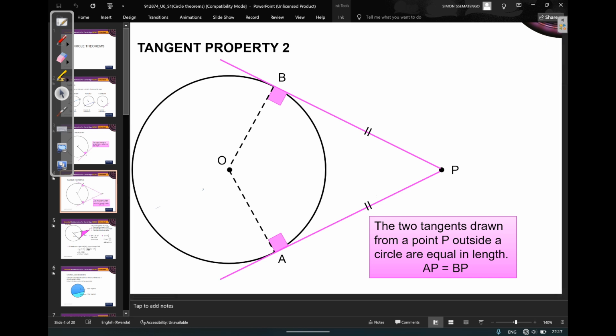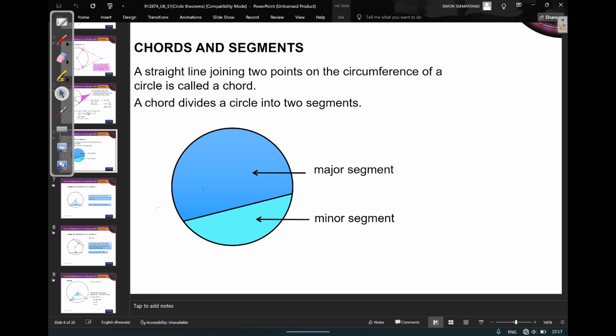Okay, then next we can go to chords and segments. A chord is a straight line joining 2 points on the circumference of a circle. And then a chord divides a circle into 2 segments. There is a major segment and then the minor segment.